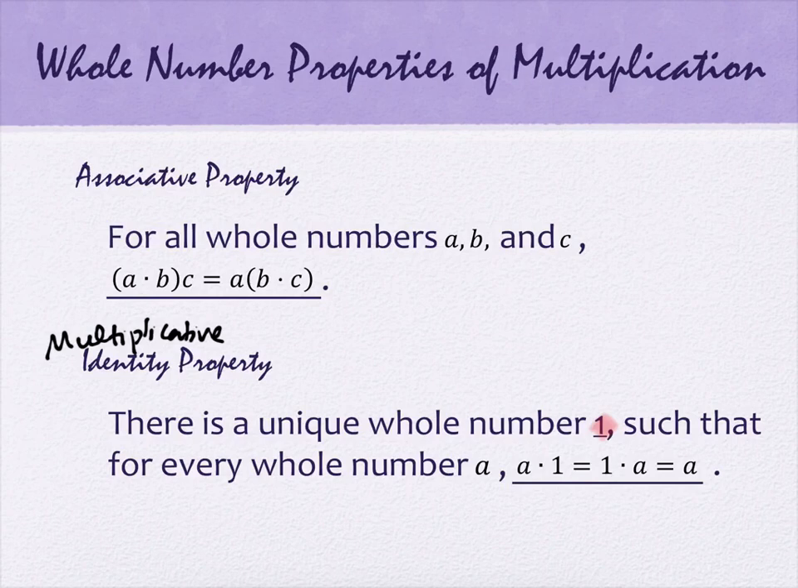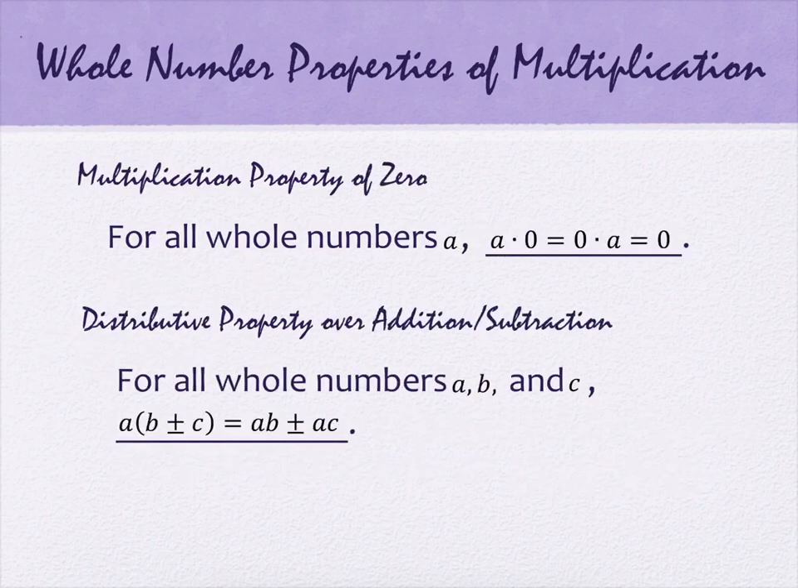There's a couple more that we have. One of them is the multiplication property of 0. So this is not an identity, but it is a property of multiplication. And it simply says that if I multiply by 0, I get 0.